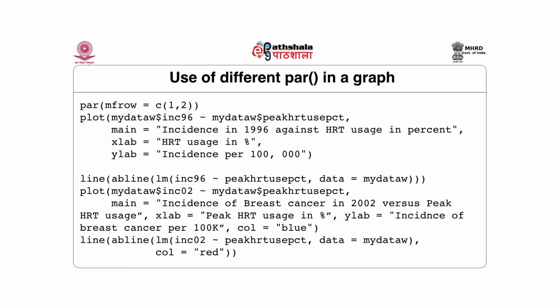Then you issue the command about plotting. Look here, what we are going to do is that we are going to put 2 plots side by side. So we specify the first plot, which is incidence in 1996 against peak HRT use percentages, the usual bells and whistles about the title, the labeling of the X, the labeling of the Y. Then we have put a regression line, and then in the next we wanted to see incidence rates in 2002 against peak HRT use percent and put the regression line.